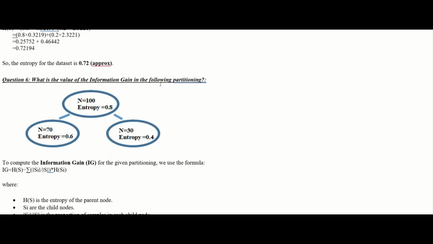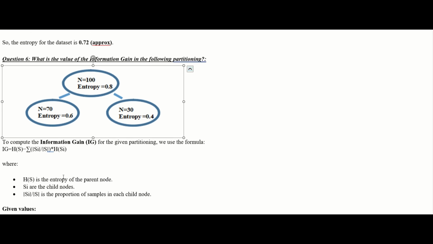Now question 6: what is the value of the information gain in the following partitioning? The parent node has entropy 0.8, with 100 samples, the children have 70 samples with entropy 0.6 and 30 samples with entropy 0.4. To compute the information gain for the given partition, we use the formula IG = H(S) minus sigma of |Si| divided by |S| multiplied by H(Si). H(S) is the entropy for the parent node, Si is the child node, and |Si|/|S| is the proportion of samples in each child node.